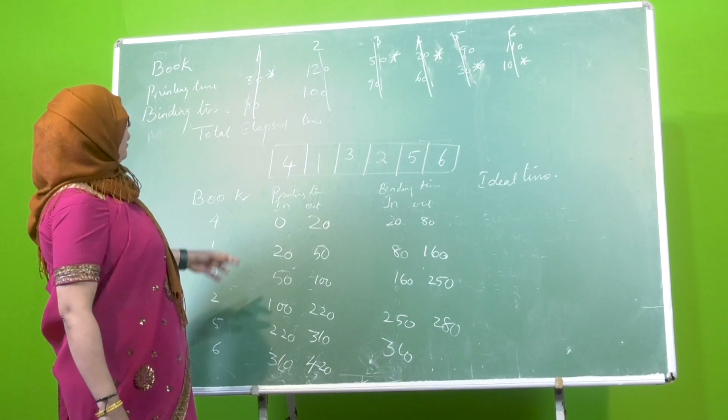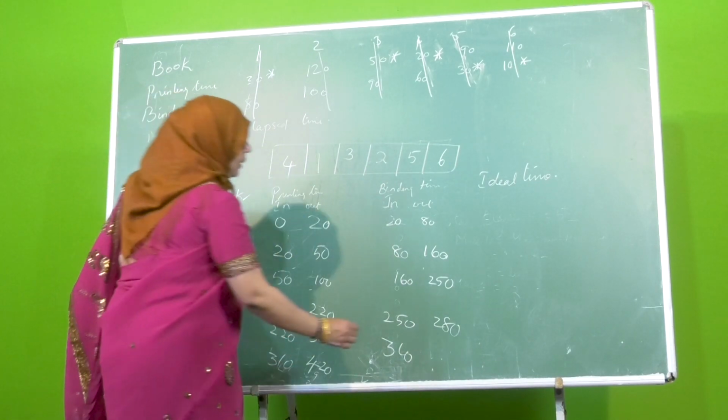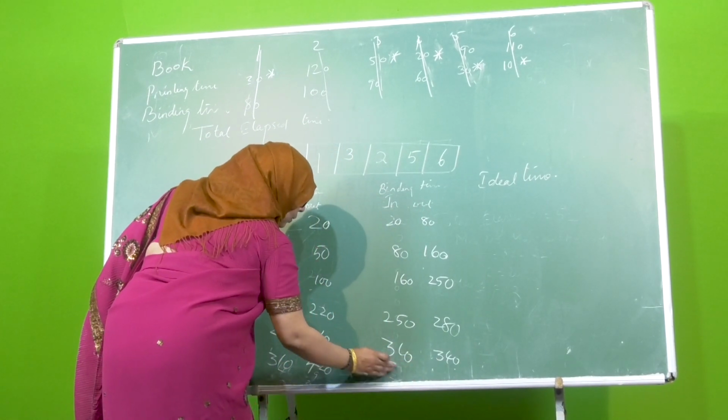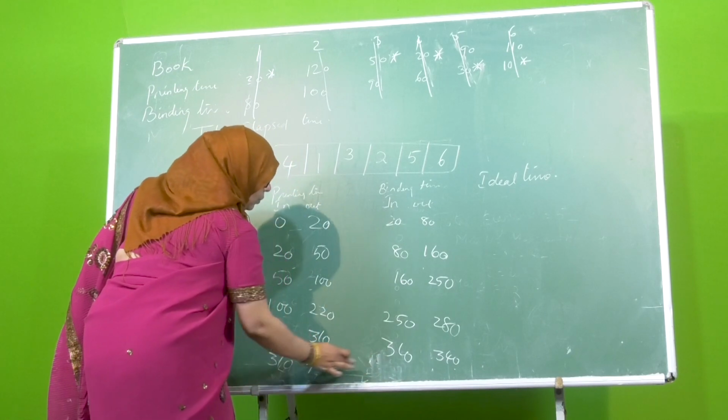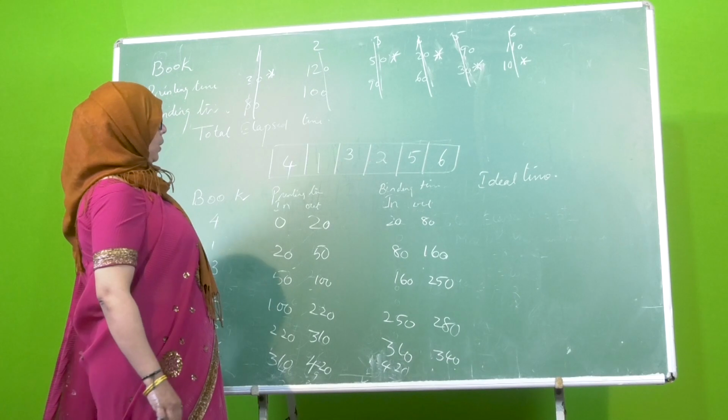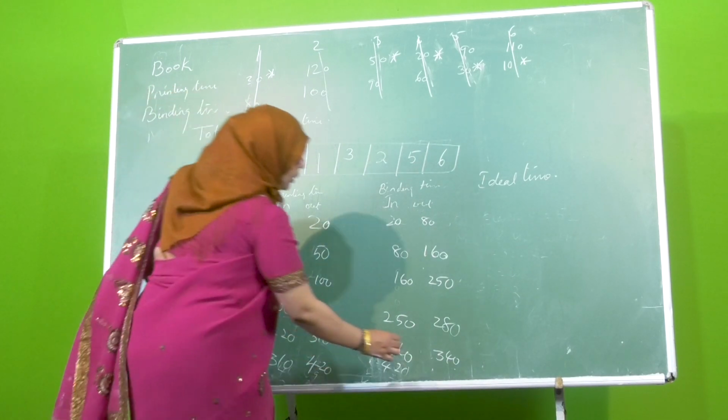So we put here 310. Okay. So 5, what is the value? 30. That is 340. So 340 is lesser than 420. So we have to apply 420. 610, that is 430.